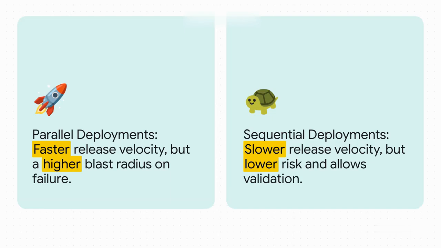Okay, so when you're finally ready for production, you have a pretty big strategic choice to make. You can go parallel and deploy to all clouds at the same time, which is way faster, but if something goes wrong, the blast radius is much bigger. Or you can play it safer and deploy sequentially. Maybe you roll out to AWS first, make sure everything looks good, and then move on to Azure and GCP. It's slower, yeah, but it dramatically lowers your risk.